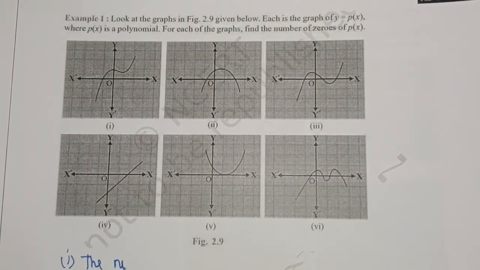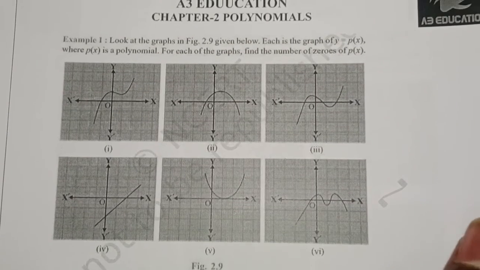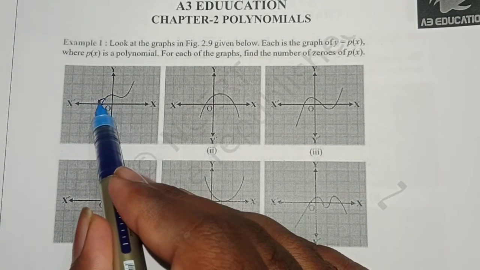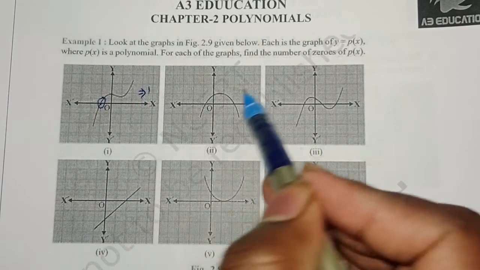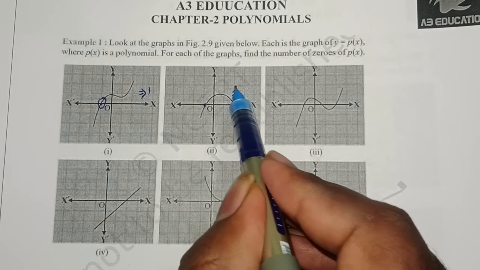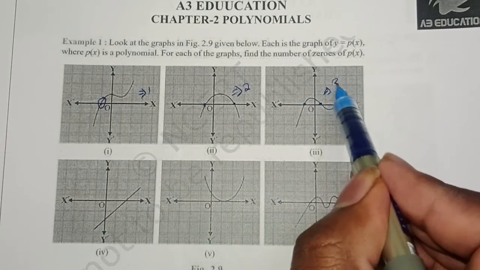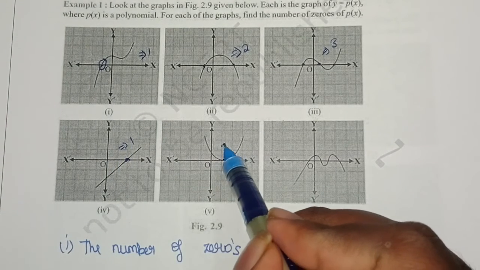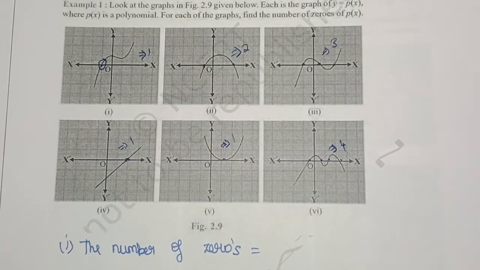The number of zeros is equal to how many zeros? This curve, how many times has it met the x-axis? Only one time. Therefore, number of zeros is equal to 1. Here it is 2 times. Therefore, number of zeros is equal to 2. 3 times. Therefore 3. 1 time. Therefore 1. 1 time. Therefore 1. 4 times.